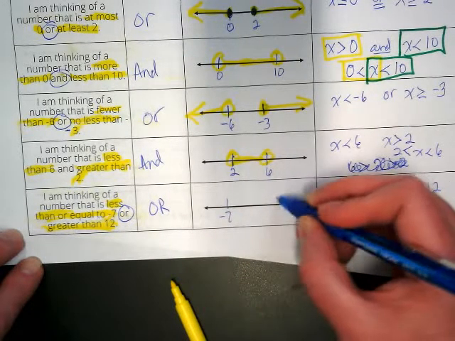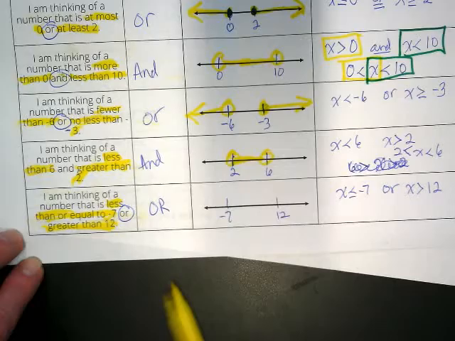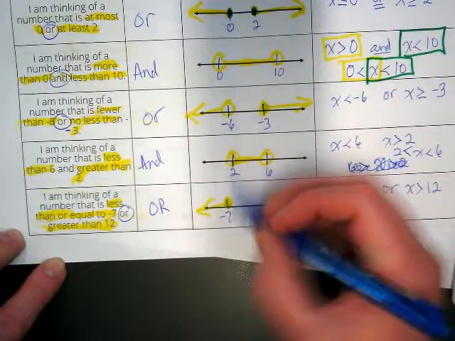Negative 7 here, 12 here. This one gets a full circle and to the left, this one gets an open circle and to the right. My 7 ended up kind of looking like a 2. There we go.